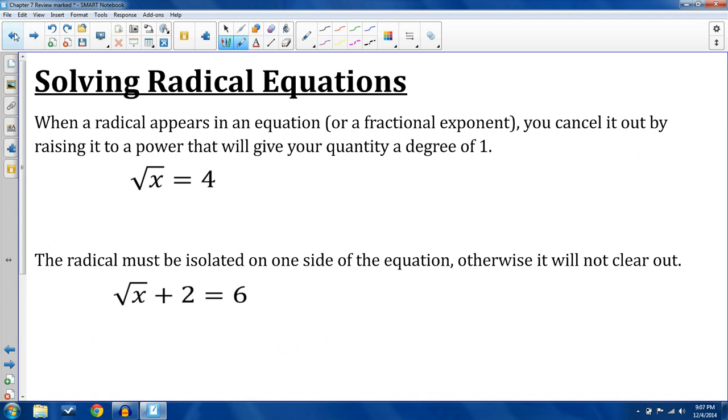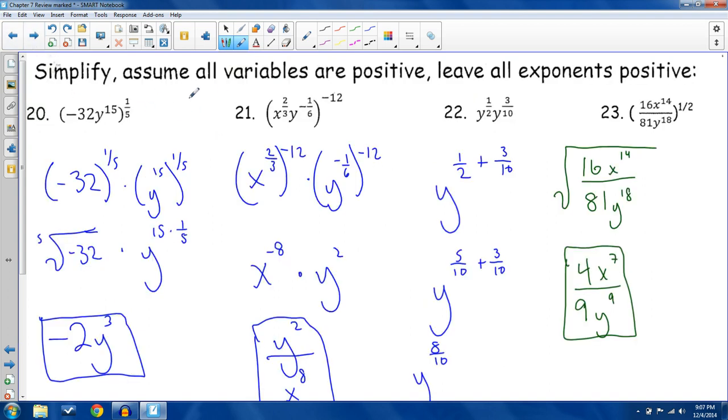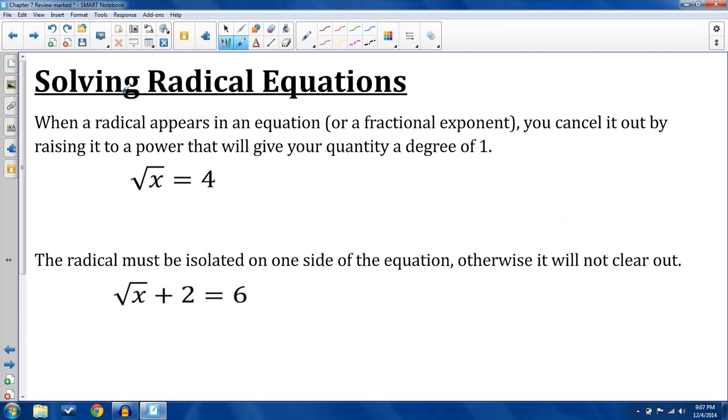Okay, so we are done with the expression stuff, simplifying those. I'm going to go into solving radical equations. So I'm going to give you some more notes here. Check it out. When a radical appears in an equation like this, or a fractional exponent, by the way, we're going to look at both of them. You cancel it out to solve for x by raising it to a power that will give your quantity a degree of 1.